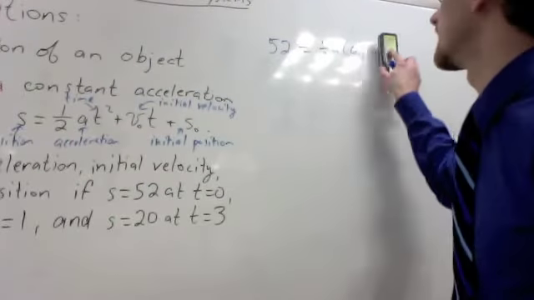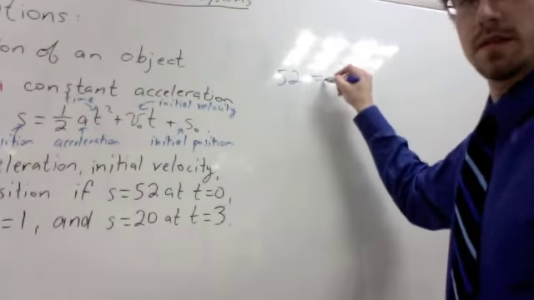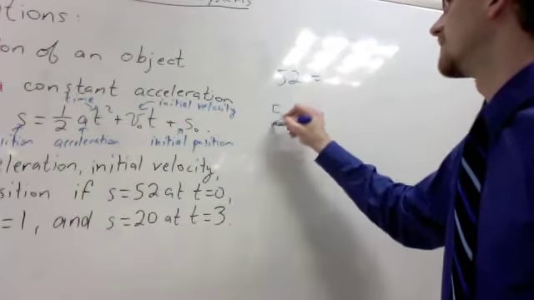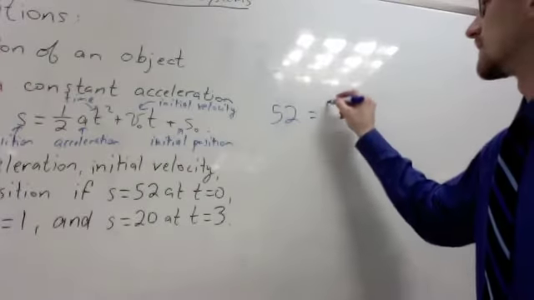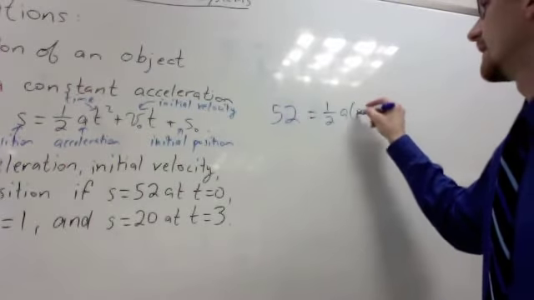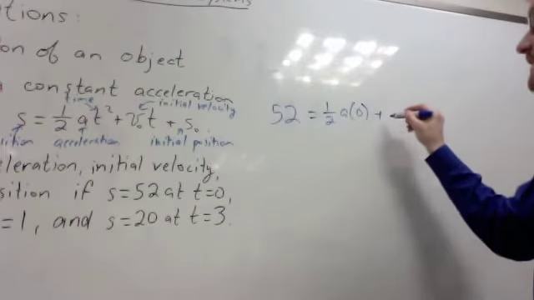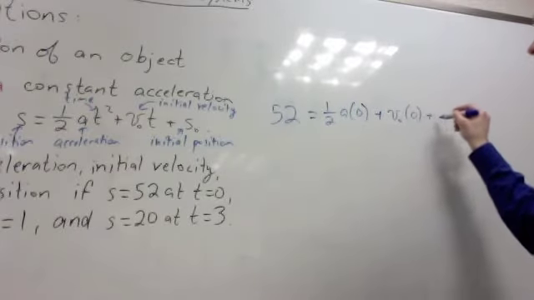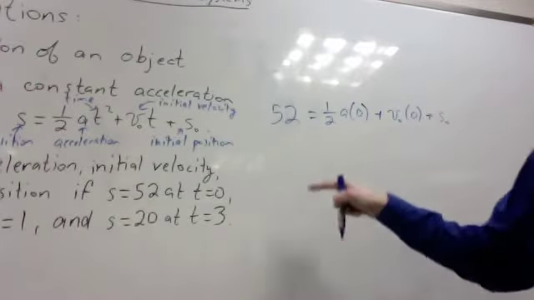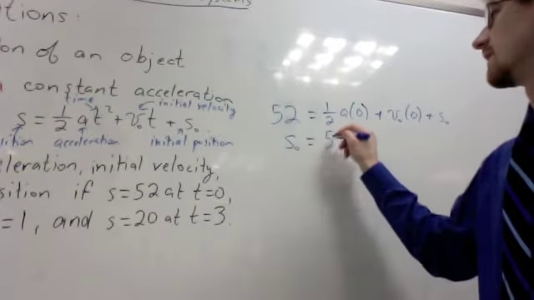I guess I'm going to have to write that lower because there's a glare. 52 equals 1/2 a times 0 plus v naught times 0 plus s naught. So our first equation is simple. Just gives us s naught equals 52.